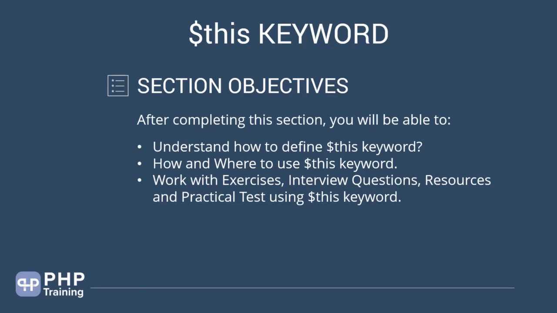The most important thing that you have to understand is that $this is automatically available for us to use inside the class. And we have seen previously that with $this you can access the properties and the methods of that class. So we'll go deep down and understand how to work with the $this keyword. Let's jump into this section now.